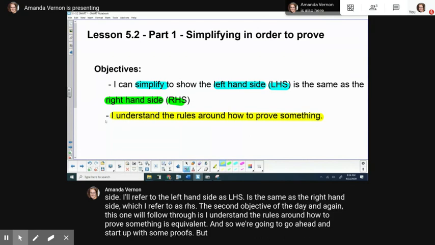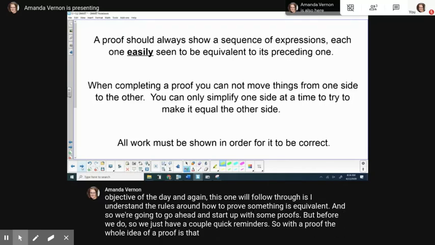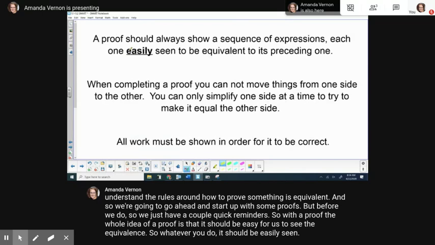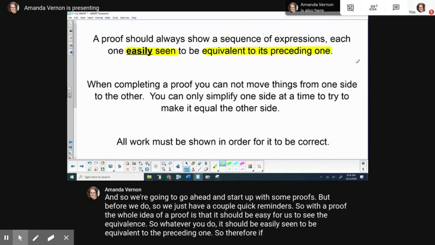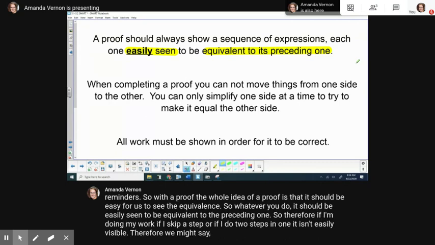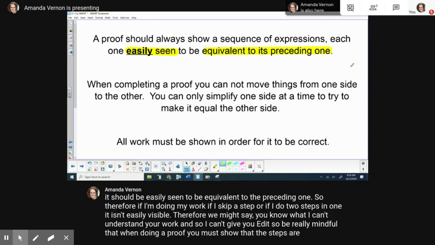But before we do so, we just have a couple quick reminders. The whole idea of a proof is that it should be easy for us to see the equivalence. So whatever you do, it should be easily seen to be equivalent to the preceding one. So if I skip a step or if I do two steps in one, it isn't easily visible. Therefore, we might say, I can't understand your work, and so I can't give you credit. So be really mindful that when doing a proof, you must show that the steps are easily equivalent to the preceding one.